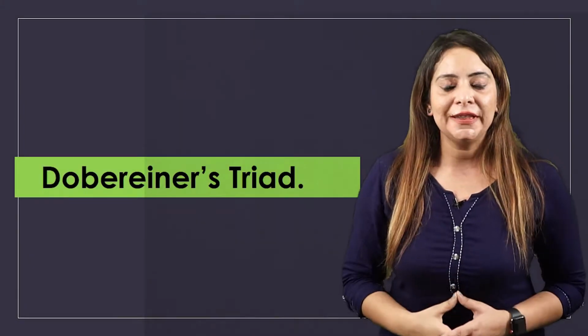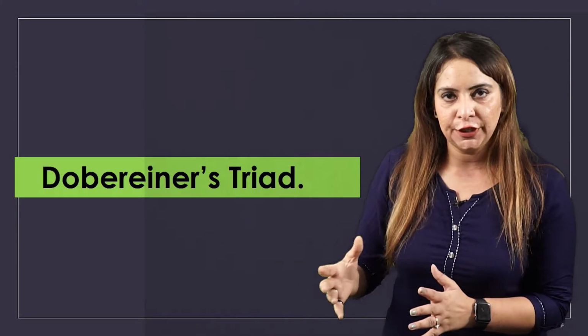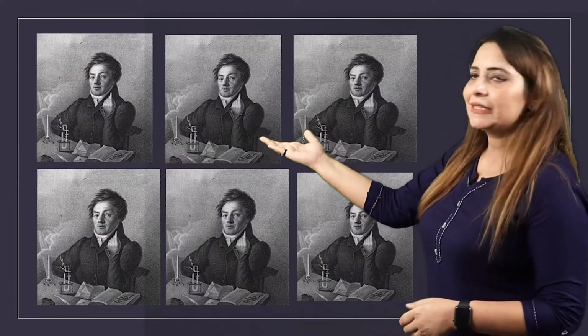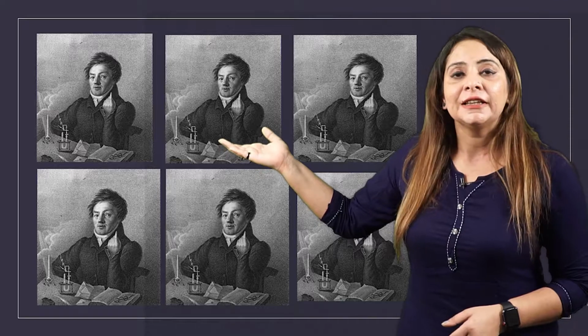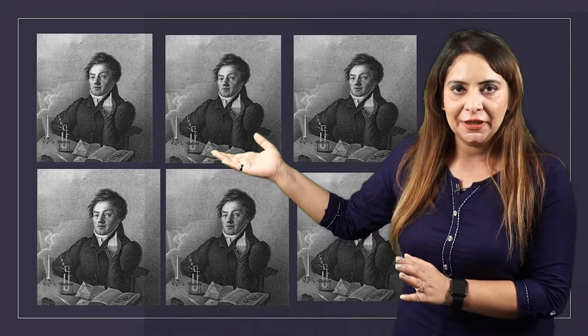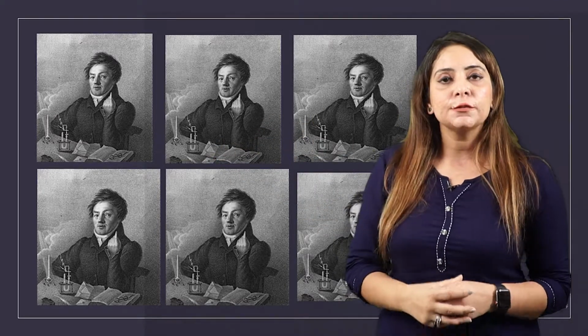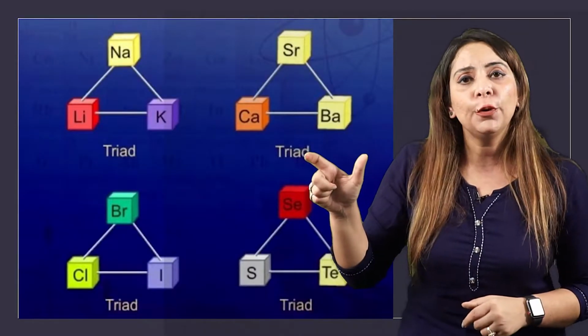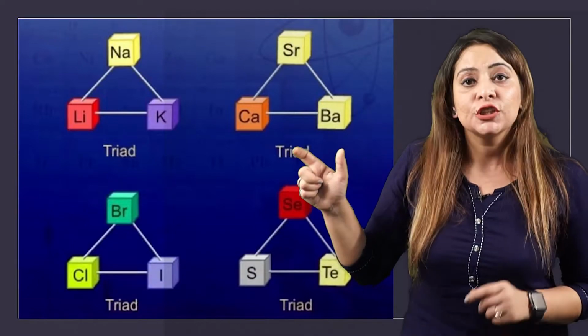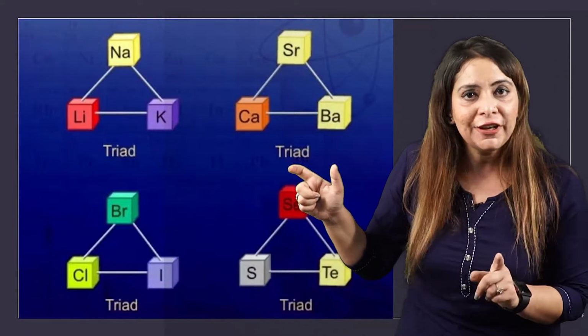Let's start with Dobereiner's law of classification. So he is Dobereiner, and he made the first attempt to classify the elements. His classification was published in the year 1817. He classified the elements in a tricky way. He arranged the elements in groups of 3 and called each group of 3 a triad. So this is a very important feature.